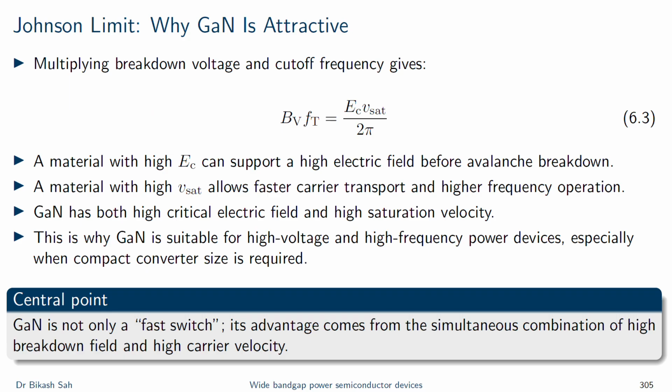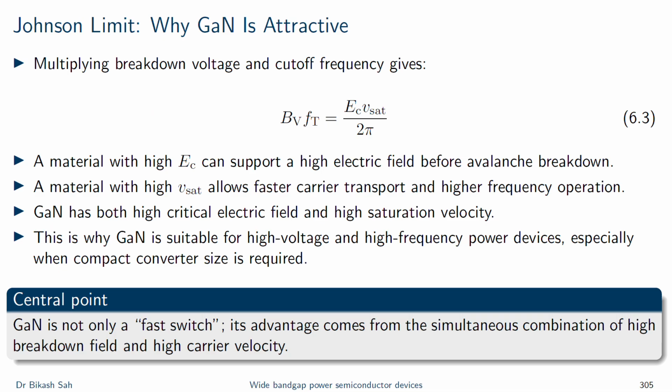So now let's move forward, now that we understood that there is some sort of limit, right? And this is what we are going to discuss in this slide as well. The limit is called the Johnson limit. V_B when multiplied by Ft that we had in the previous slide is proportional to EC multiplied by v_saturation. This is a compact way to judge the high frequency, high voltage potential of a semiconductor. A high critical electric field allows a device to hold high voltage in a shorter region. A high saturation velocity allows carriers to cross that region faster. GaN has both things.